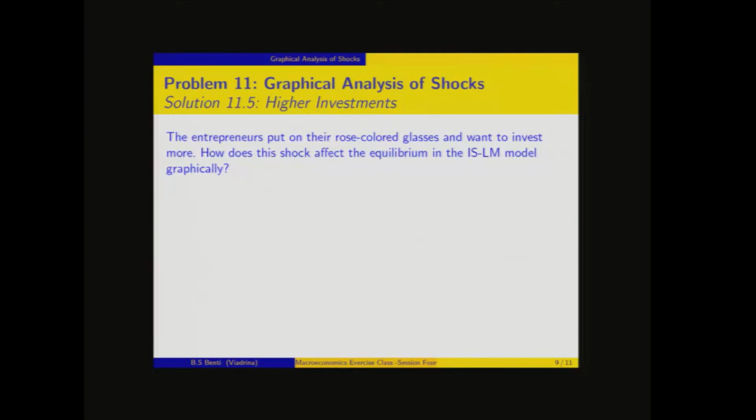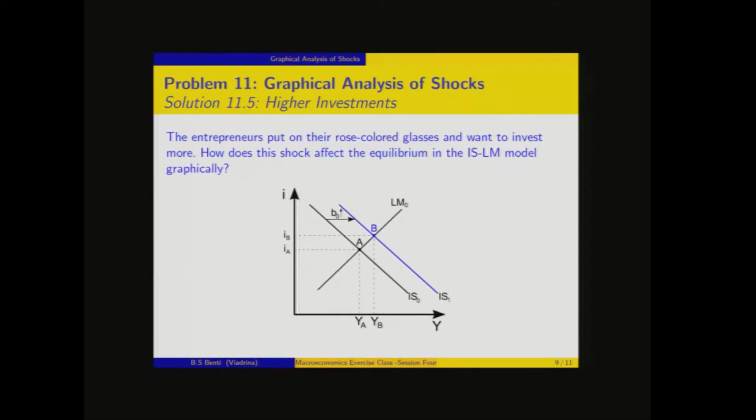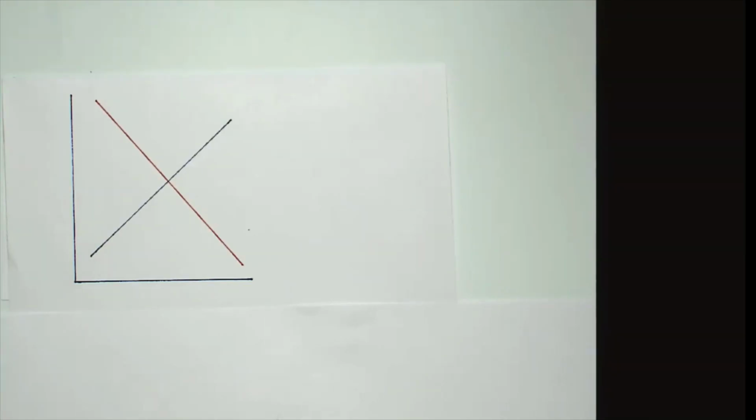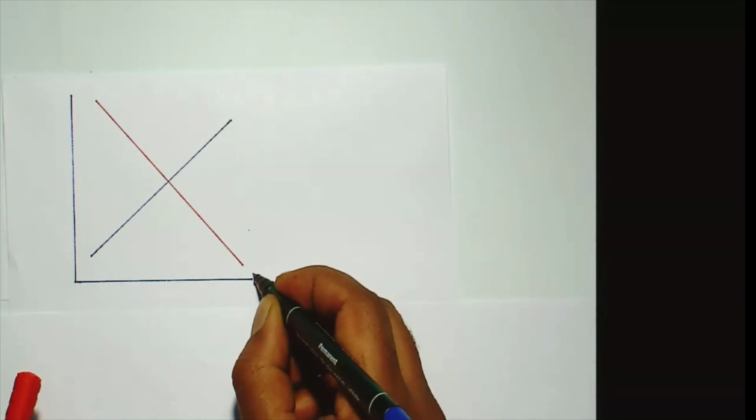The next scenario is higher investment. The entrepreneurs put on their rose-colored glasses and want to invest more. How does this shock affect the equilibrium in the IS-LM model graphically? So we are still saying that the investors are wanting to invest more, and the autonomous component of investment, or B0, is actually impacted in this case. So there is an increase in the autonomous component of investment B0. That reflects in our IS-LM curve.